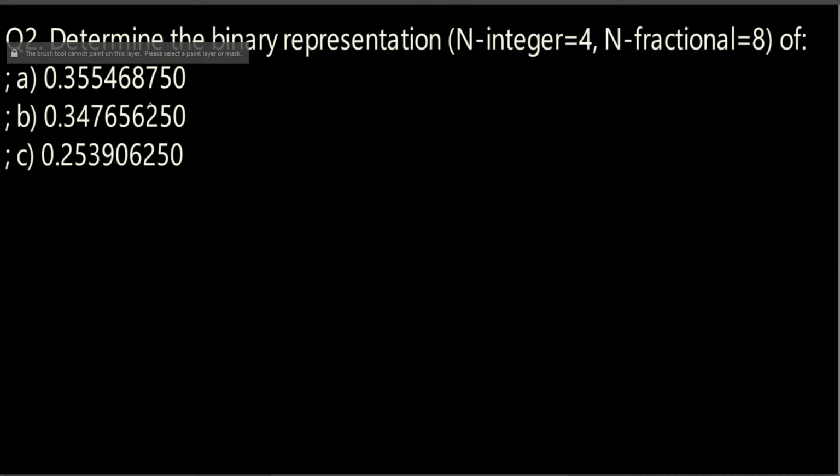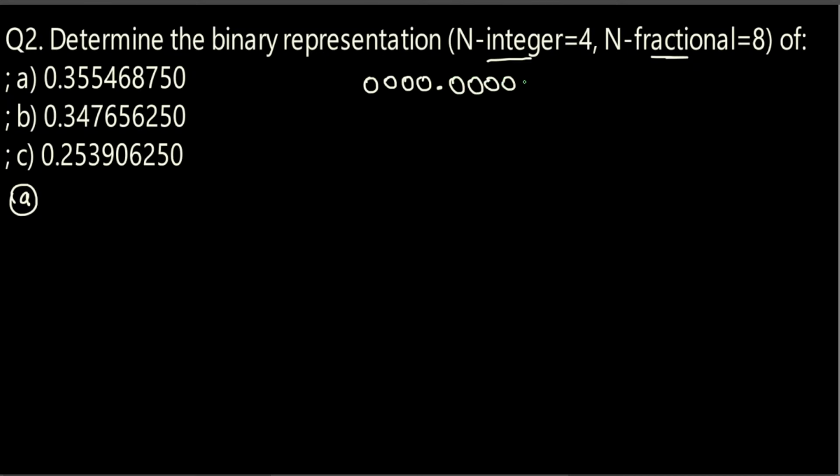Here what they ask us to do is convert this decimal number into binary, and the answer should be 4 bits in integer, 8 bits in fractional. For example, if you want to give the answer all 0, then there should be 4 zeros in front of the decimal point, and after the decimal point we have 8 zeros. This is the pattern the answer should be.